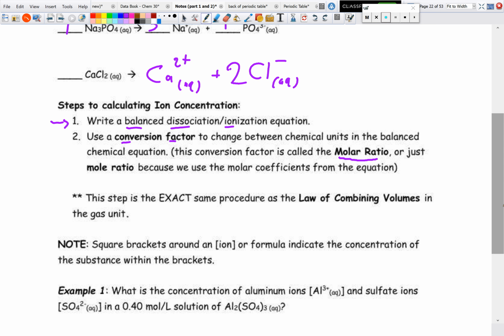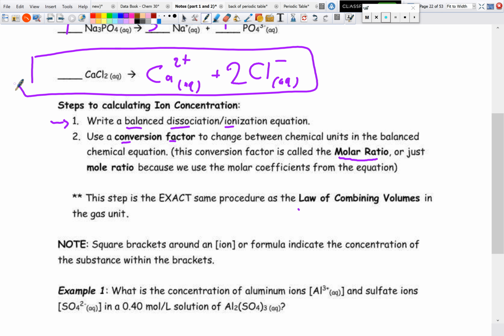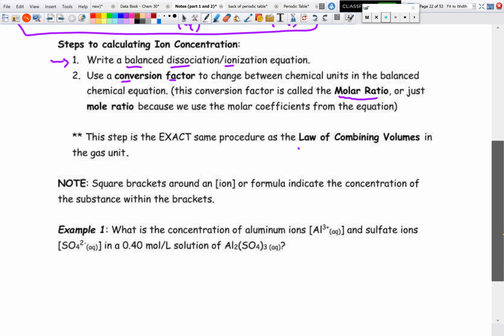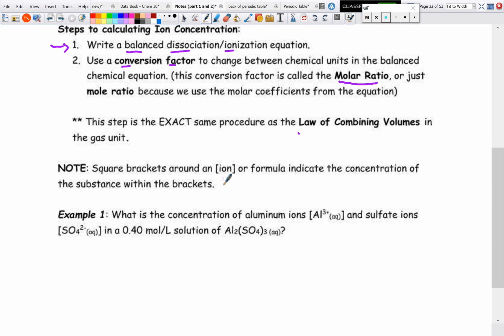This is exactly the same procedure that we've done for the law of combining volumes in the gas unit, where you have a balanced chemical equation and we use molar coefficients to change between units of, let's say, calcium chloride to the calcium ion, or the chloride ion to the calcium ion, and so on. Now, you're going to notice that sometimes you'll see square brackets around ions. The square brackets are just for concentrations. It's a shorthand that chemists use.